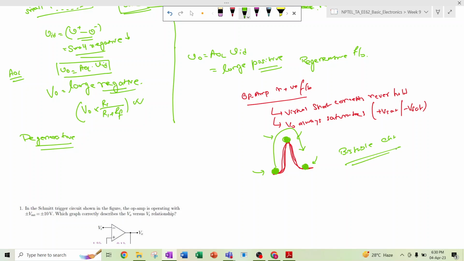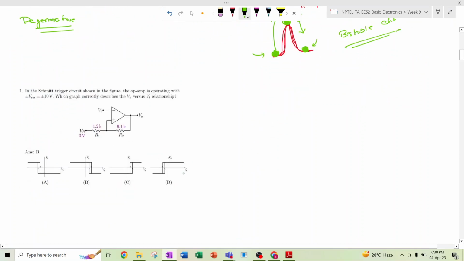Yeah, so we will discuss case by case, and we will see how it is appropriate for the Schmitt trigger circuit. Here I will solve the first question: in the Schmitt trigger circuit shown in the figure, the op amp is operating with plus minus Vsat, plus 10 volt and minus 10 volt. So here we have given plus 10 volt, and here we have given minus 10 volt. Which graph correctly describes the Vo versus Vi relationship?